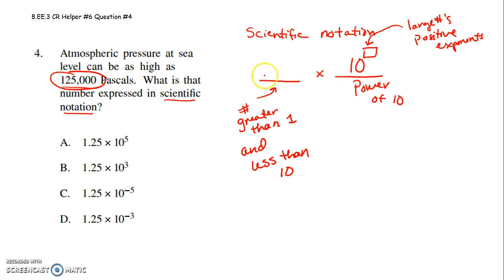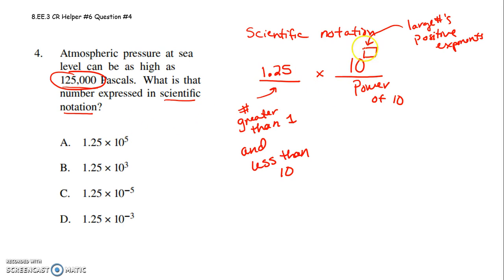So the first thing I have to do is get my first factor. That first factor has to be greater than 1 and less than 10. So I look at my given number. I say, where would I have to drop a decimal point so this number could be greater than 1 and less than 10? Oh, it would have to be 1.25. That involves the digits here, and that number is greater than 1 but less than 10.